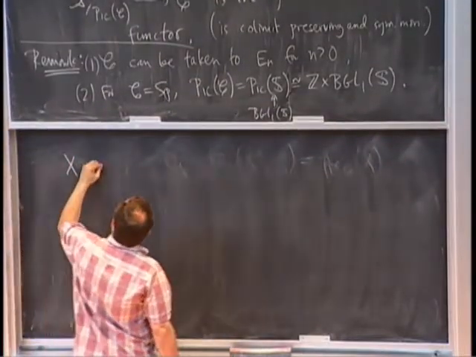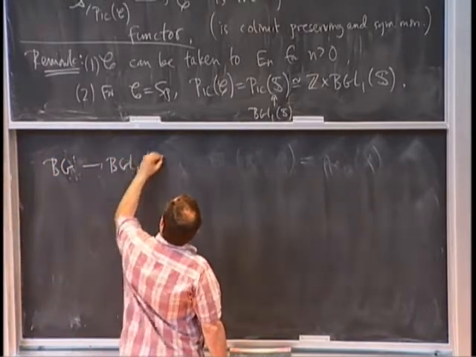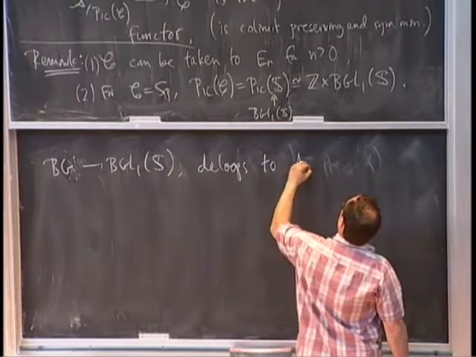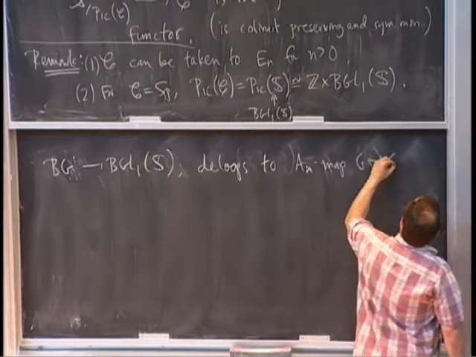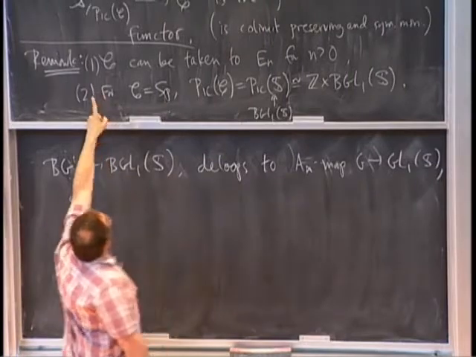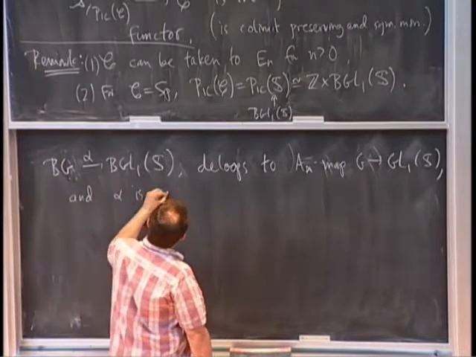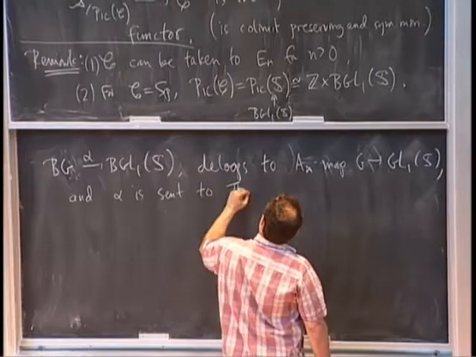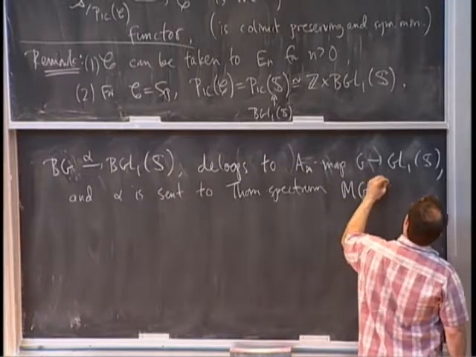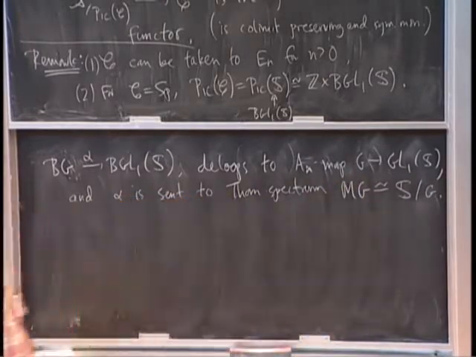So then if I have X over BGL1 of S, let's say X is BG, BG over BGL1 of S, this deloops to an A infinity map G to GL1 of S. And what this thing does in this case, and this map, I'll call it alpha, and alpha is sent to the Thom spectrum MG, which, as discussed before, is the sphere mod G via this action of G on GL1 of S.